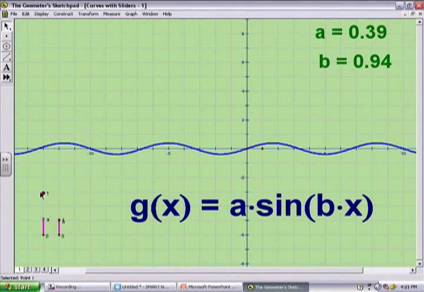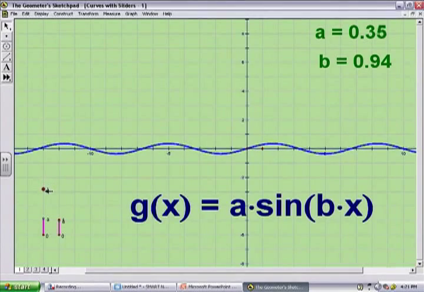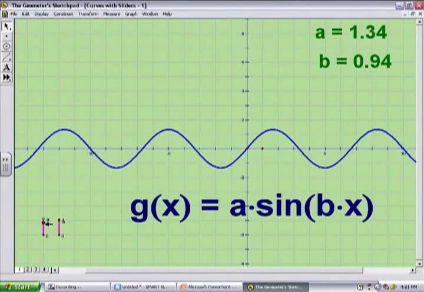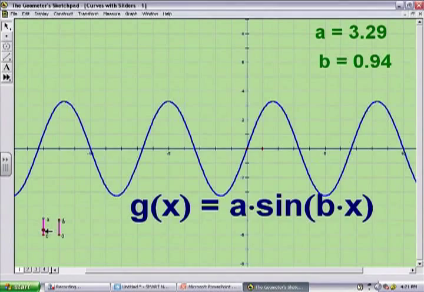While I'm pulling it up, I do want you to notice that those A values are getting very small over there. Look at that. A is 0.39. What's happening to the graph? Let me see if I can grab some more of it. It keeps getting smaller and smaller and kind of flattening out. Well, what happens if I make it bigger? Oh my goodness, look at what it's doing.